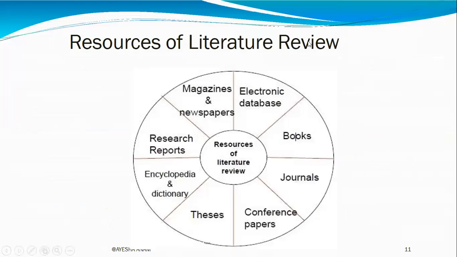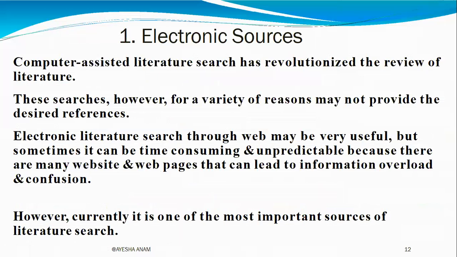Now, sources of literature review are magazines and newspapers, electronic database, books, journals, conference papers, thesis, encyclopedia and dictionary, and research reports. The first kind of source is electronic sources. Computer assisted literature search has revolutionized the review of literature.